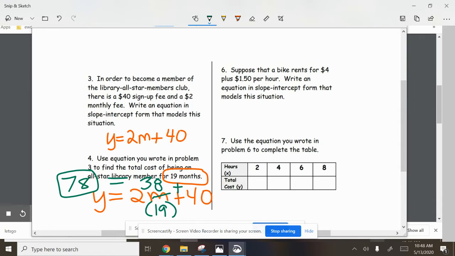All right, guys? So now let's look at number 6. Suppose that a bike rents for $4 plus $1.50 per hour. Write an equation in slope-intercept form that models the situation. Go for it on your own.